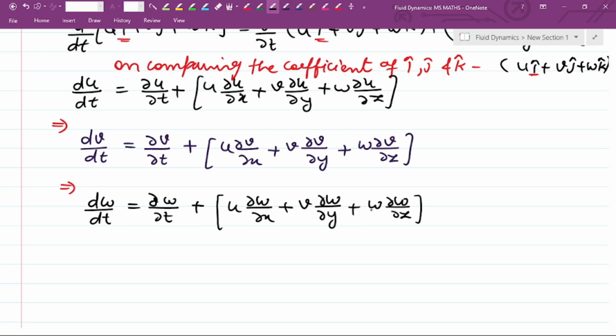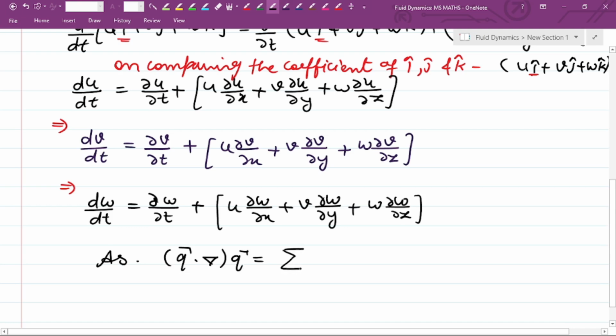So now we have q vector dot del into q vector, which is nothing but the summation of q vector dot i cap times del q vector upon del x. We can write it in this manner. Instead of writing all i, j, k, we can write it in the compact form, which is basically q vector dot b vector into c vector.